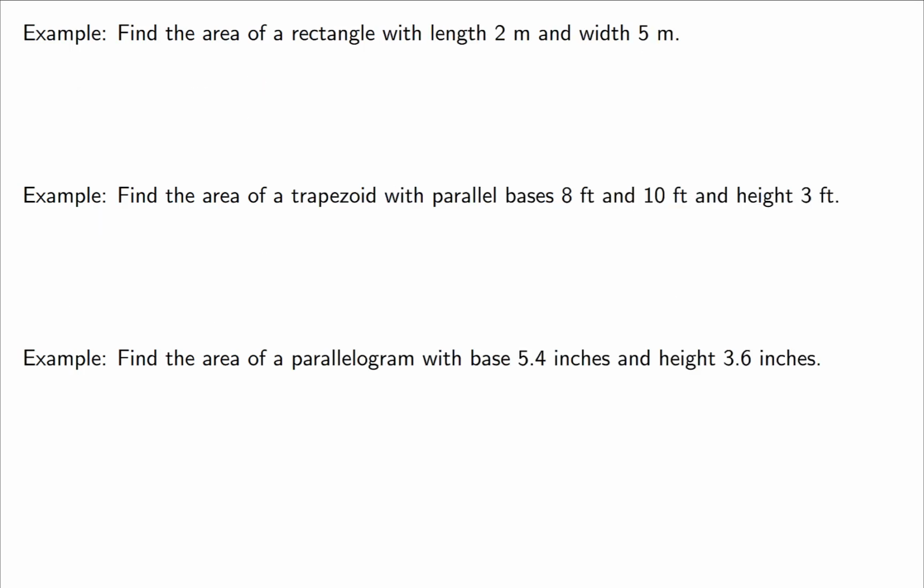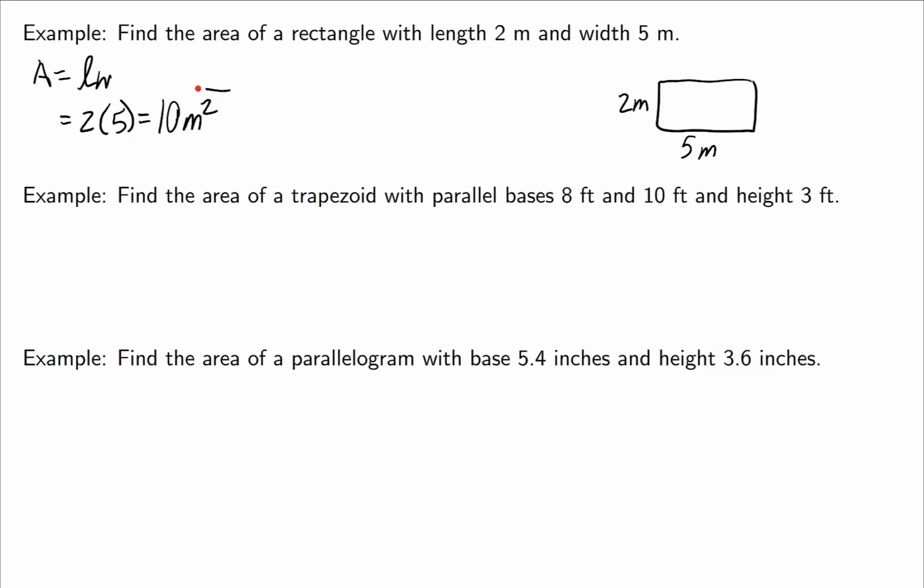Next example, find the area of a rectangle with length 2 meters and height 5 meters. So here's a picture of what we're looking at. And this one's very straightforward. The area of a rectangle is just the length times width. The length is 2 meters. The height is 5 meters. So we get 10 meters squared.